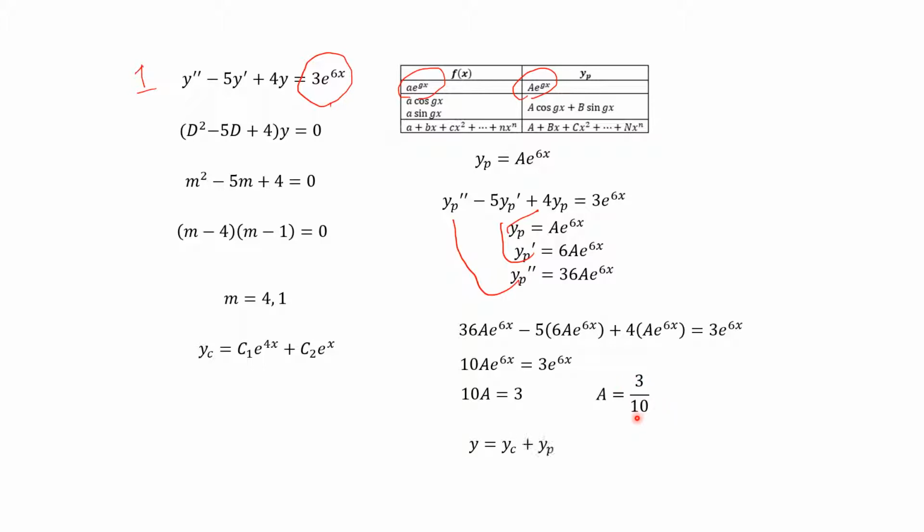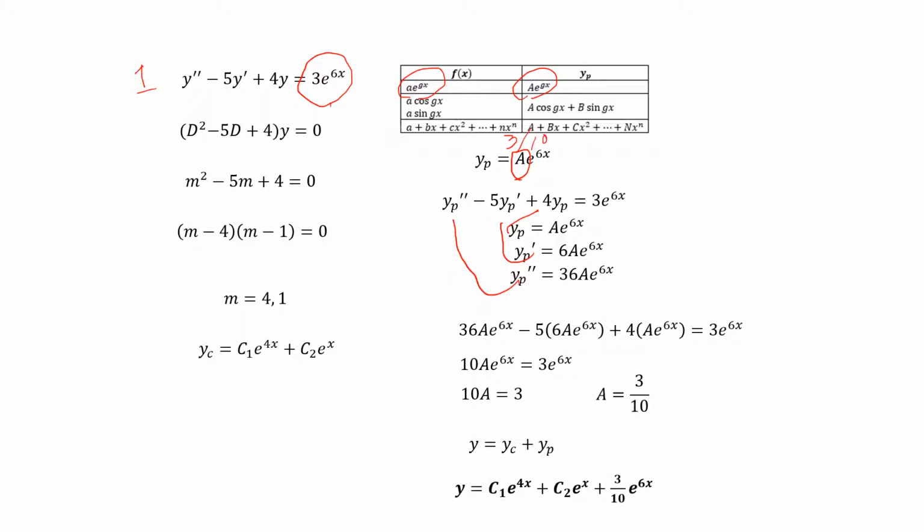Now remember that your y is the sum of y_c and y_p. And here we have our y sub c as c1 e to the 4x plus c2 e to the x, and we have our y_p as, we know this already, this a is already 3 over 10.